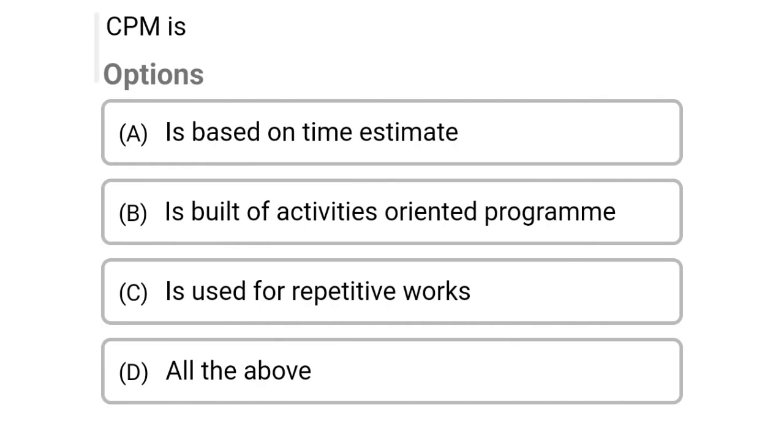So next question, CPM is option A, is based on the time estimate, option B, is built of activities oriented program, option C, is used for repetitive works, option D, all the above. So the correct answer is option D, all the above.